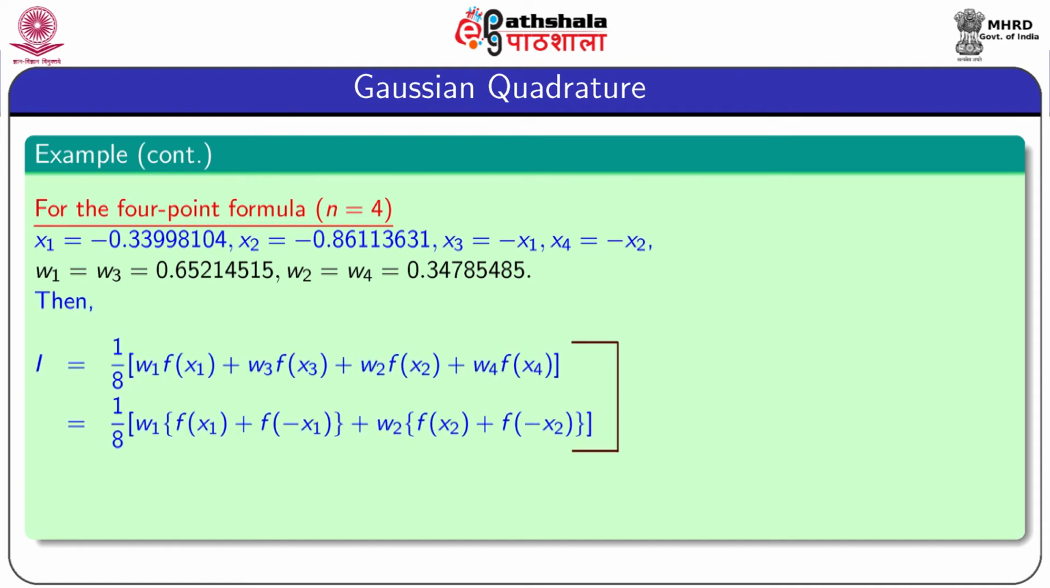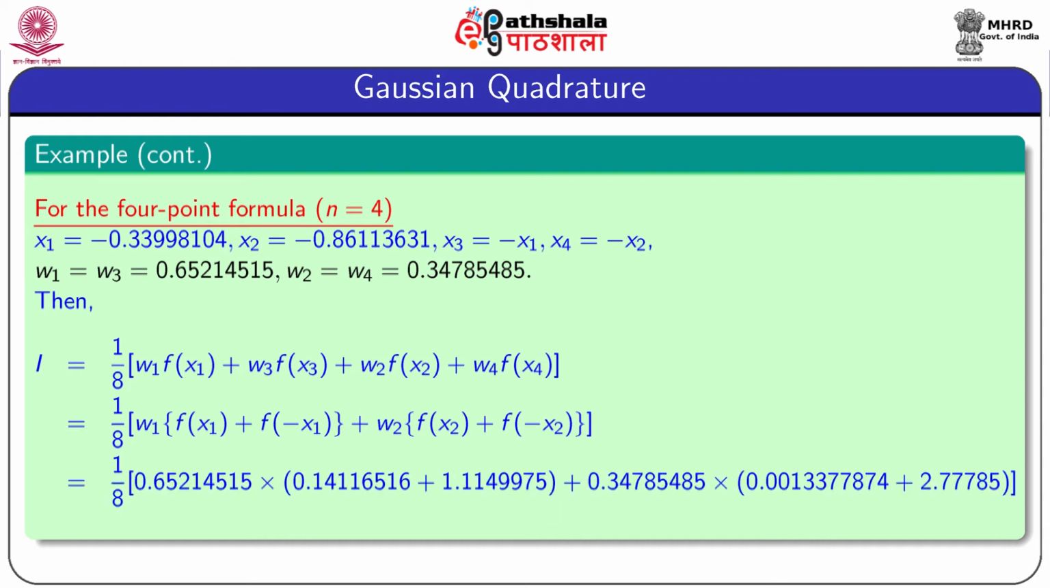Then I equals 1 by 8 into W1 f of x1 plus W3 f of x3, W2 f of x2 plus W4 f of x4, and after substituting the values of W1 to W4 and f of x1 to f of x4, we obtain this expression, and after simplification it is nothing but 0.22324429. This is the value of the given integration using the 4-point Gauss-Legendre quadrature formula.